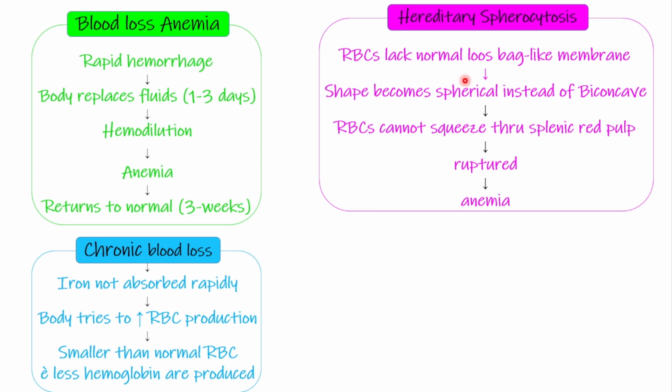Then we have hereditary spherocytosis. As we have discussed earlier, the RBCs lack the normal loose bag-like membrane in hereditary spherocytosis. The shape becomes spherical instead of biconcave, which makes it very difficult for them to squeeze through the red splenic pulp, and because of that they get ruptured in the spleen and are then eaten by the macrophages there, resulting in anemia.